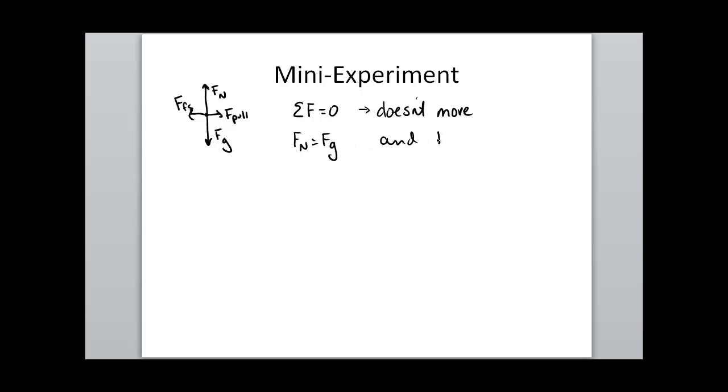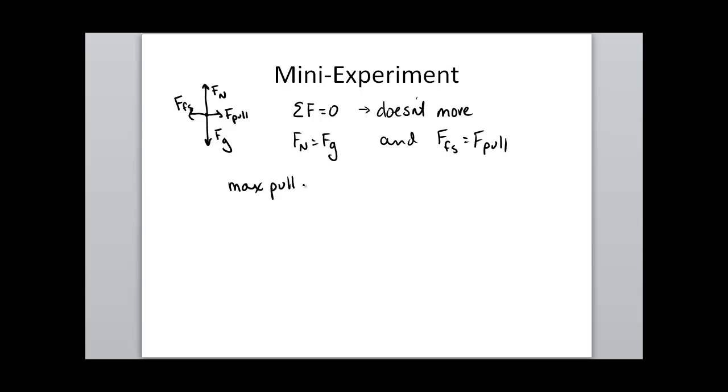Since it doesn't move, both the vertical direction forces need to add up and the horizontal forces need to add up. So the normal force is equal to Fg, and the force of static friction is equal to the force of the pull.